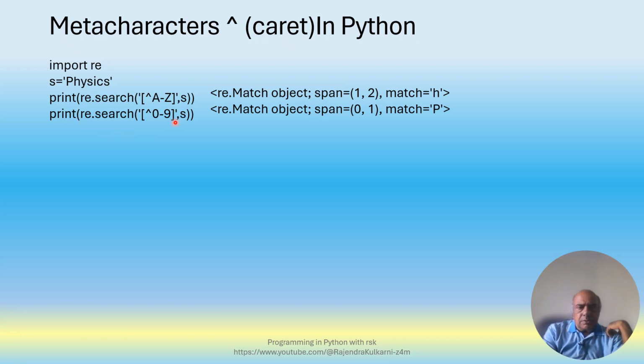Then another statement: re.search not of 0 hyphen 9. So the search will exclude any character between 0 and 9, and will give us the first character it encounters, excluding 0 to 9. The output is P.